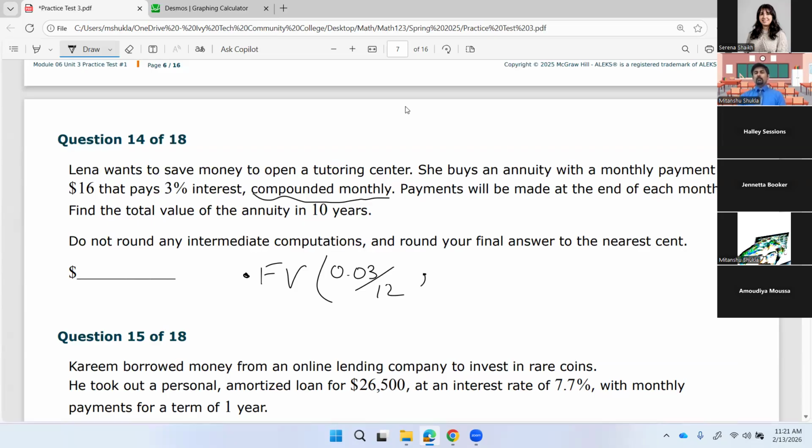And then I do a comma for a number of payments. Now, my number of payments, I'm making a payment of $16 as a monthly payment. And I'm doing that for 10 years. So in 1 year, I've made 12 payments, and I did that times 10. And how much money did I pay into this annuity? Well, I paid $16 a month.